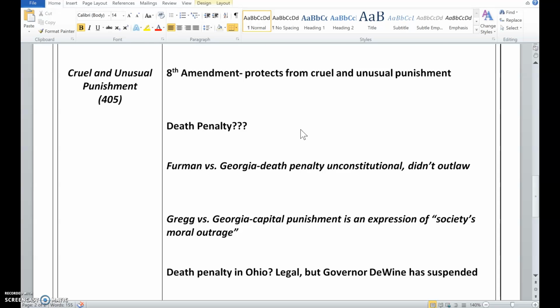That is the question, and they've been debating this question since the beginning of our country, pretty much. There are court cases that say it does go against our Eighth Amendment right, and there are court cases that say it does not, so it depends.